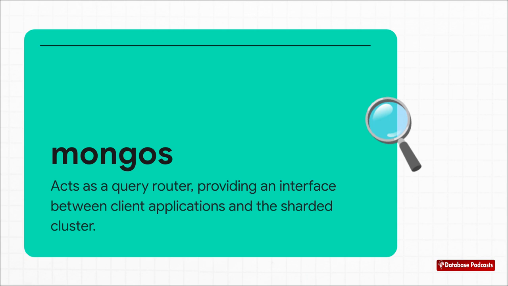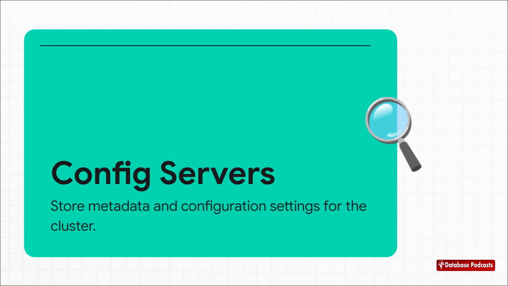It makes the whole cluster look like one single giant database to your app. And finally, you have the config servers. Now, if Mongos is the traffic cop, the config servers are its map, or its GPS, maybe. They store all the metadata about the cluster. They know exactly which chunk of data lives on which shard. This is the single source of truth for the whole system. Without this map, our traffic cop would have no idea where to send anything.